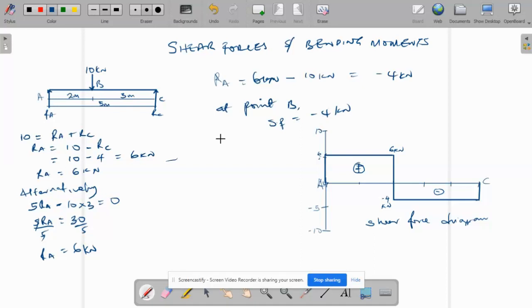So at point C, shear force will be equal to minus 4 kilonewton. So the next thing we need to look at is the bending moment expression and its diagram.